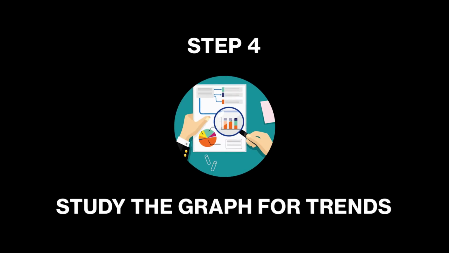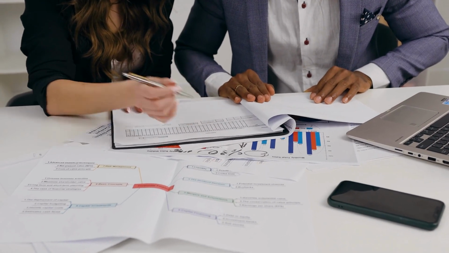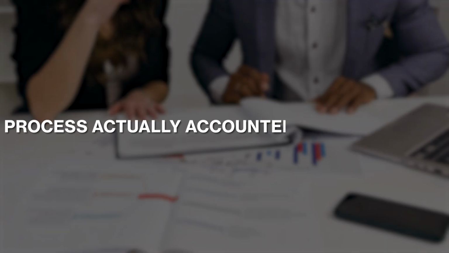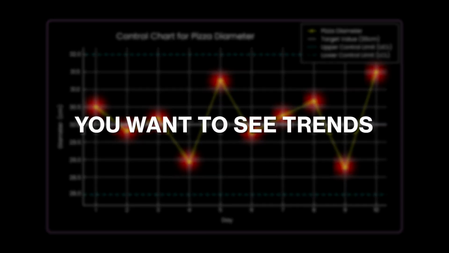Step 4, study the graph for trends, and this is the most important step. You need to interpret your findings to make sure the process actually accounted for something. The goal isn't just to see dots, you want to see trends. Watch out for a point outside the limits, Rule 1.